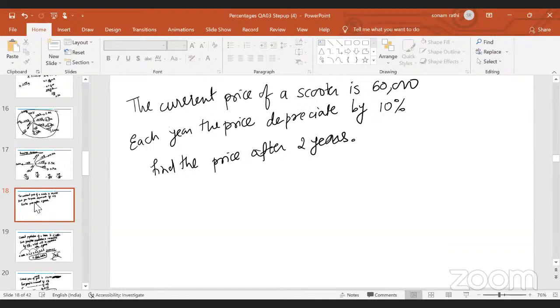$60,000. 60,000 into 0.9 into 0.9, right? Yes or no? First year 10% decrease, then second year 10% decrease. So for first year decrease 0.9, second year decrease 0.9, right? Yes.